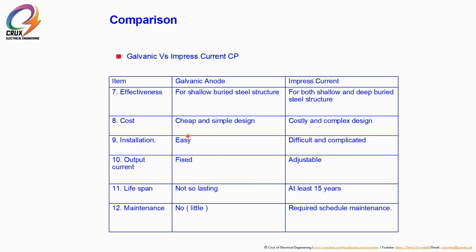Installation, impressed current ICCP is much more difficult and complicated. For galvanic, output current is fixed because you cannot adjust anything. For example, if you are using magnesium and ferrum, the magnesium and ferrum will be 2.76 volts between these two. So it will be 2.76 volts forever. So you cannot change that. But for the ICCP, you can control the DC output of the transformer rectifier.